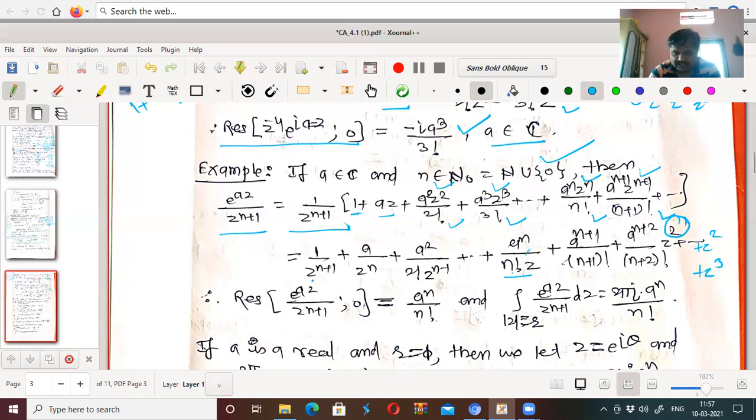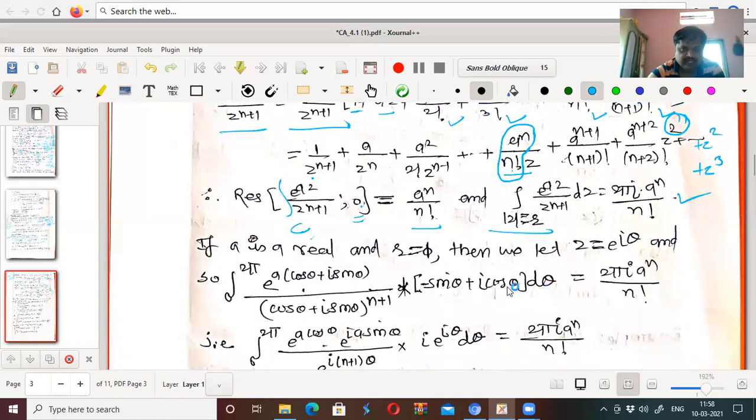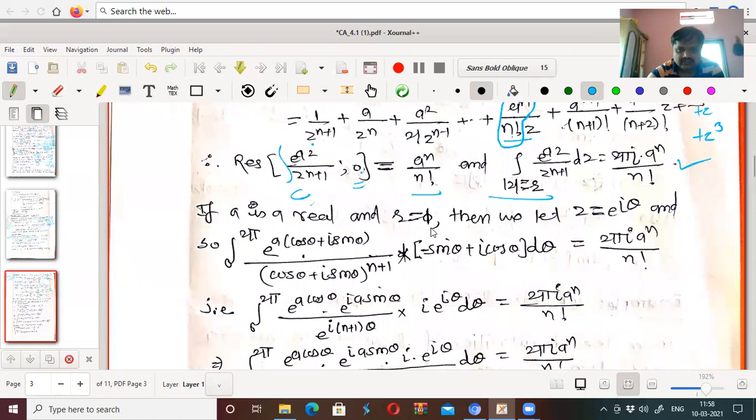So what is the coefficient of 1 by z in this Laurent series expansion? It is this one, a to the power n upon n factorial. Therefore, the residue of e to the power a z upon z raised to n plus 1 at z equal to 0 is a to the power n upon n factorial. And therefore we can obtain that the integral of this function e to the power a z upon z raised to n plus 1 along any curve C or circle C having center at origin is 2 pi i into this residue. That is 2 pi i into a to the power n upon n factorial along the circle mod z equal to r. What is mod z equal to r? It is a circle having center at origin and radius small r.